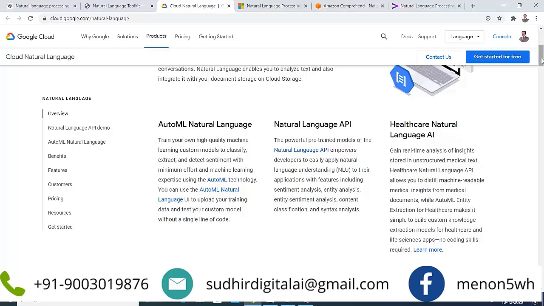So nowadays, the trend is that even the platform providers are coming out with something very industry specific, so that they understand what connects very closely to the customer. Healthcare Natural Language AI should be one of those initiatives. You can gain real-time analysis of the insights stored in unstructured medical text. The Healthcare Natural Language API allows you to distill machine readable medical insight from medical documents, while AutoML Entity Extraction for Healthcare makes it simple to build custom knowledge models for healthcare and life science apps.